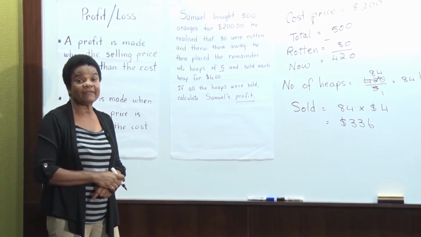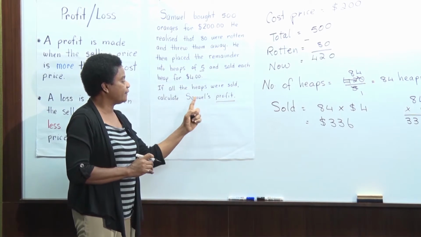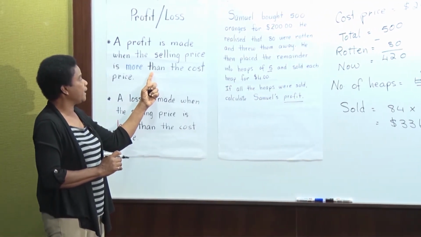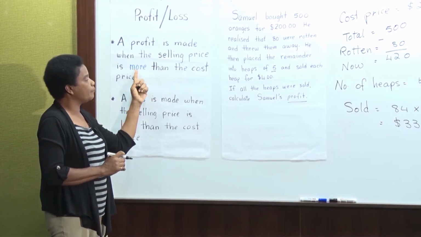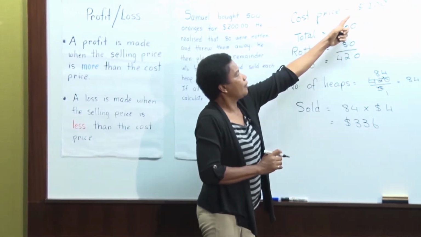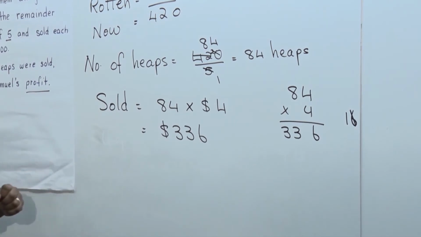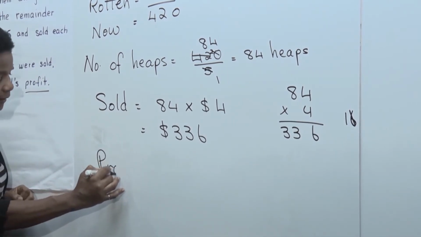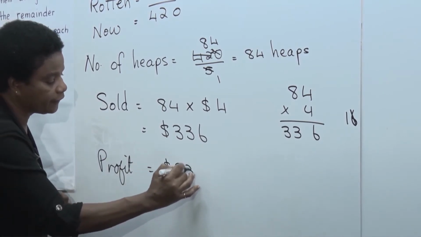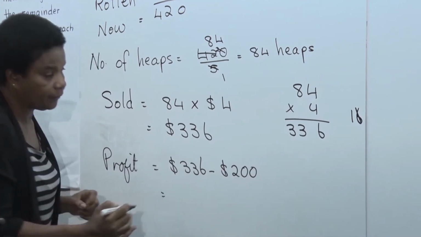Is that what the sum is asking? If all the heaps were sold, calculate Samuel's profit. Remember, a profit is made when the selling price is more than the cost price. If you remember, the oranges cost him $200, but they were sold for $336. Thereby, his profit would be $336 minus the $200. Are you there?